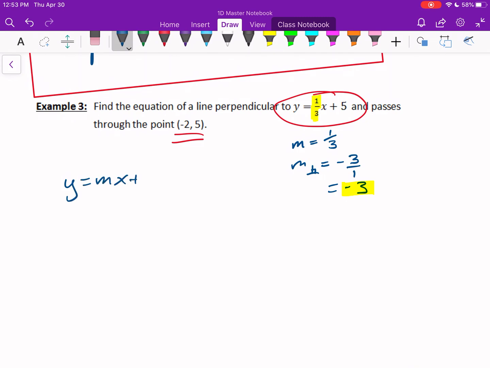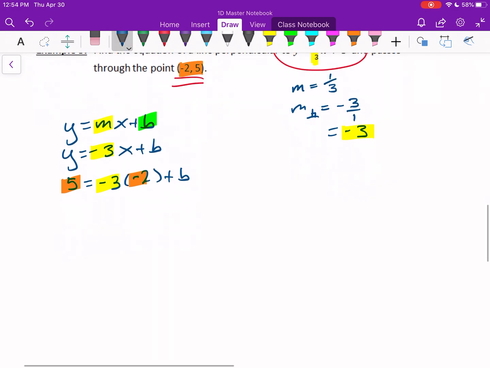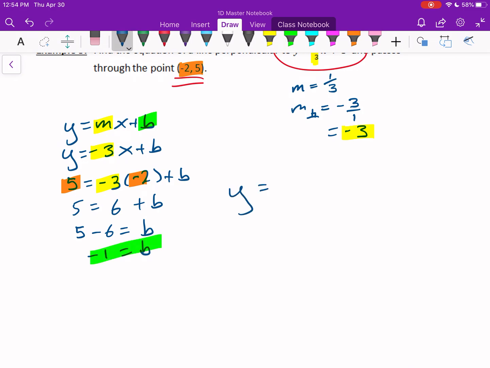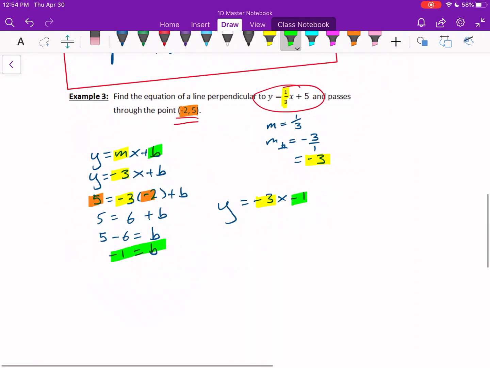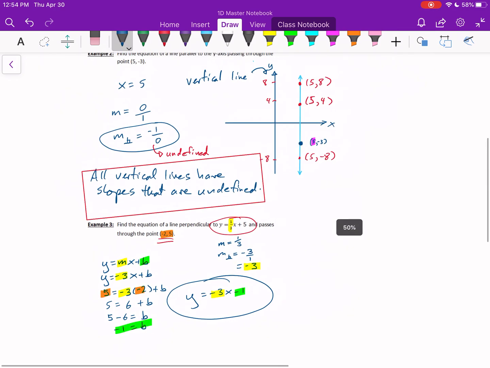Let's go back to y equals mx plus b and plug in the slope. Now I've got the slope of the line I want, but I don't know what the b value is. That's where I can plug in -2 and 5. So 5 goes in for y, -2 goes in for x, and we will solve for b. So we get 5 equals +6. -2 times -3 is +6. I will bring that 6 to the other side by subtracting it. I'll get -1. That's my b value. My answer then becomes y = -3x - 1 when I put all the pieces together. And there is my solution for that one.